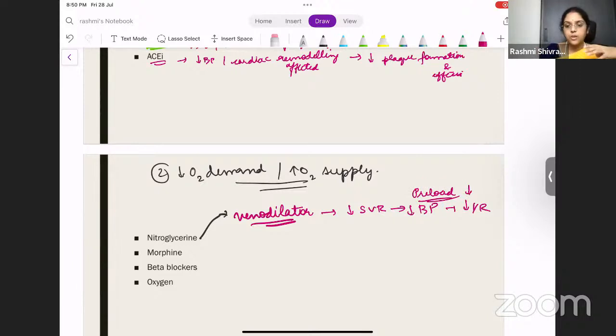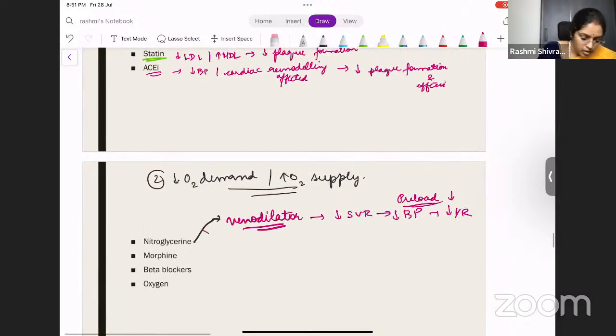So when the preload is reduced, what happens? The venous return decreases. So the heart, the myocardium, does not have to compress more and more to push out more blood. When there is more blood, the heart has to work more. When there is less blood, the heart works less. Because of that, the ischemia will be reduced.